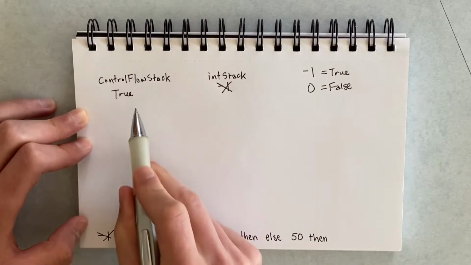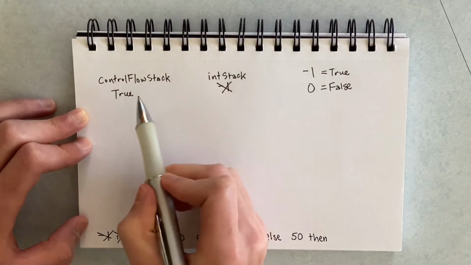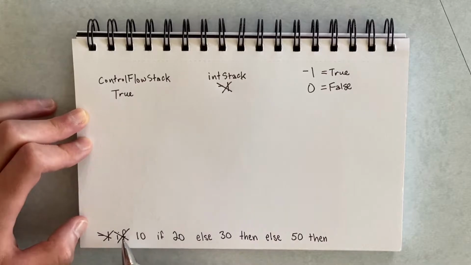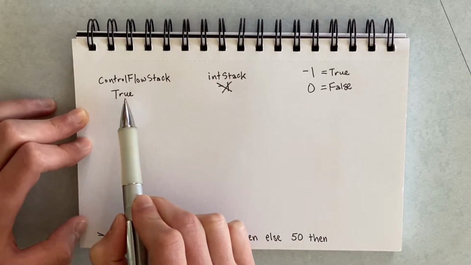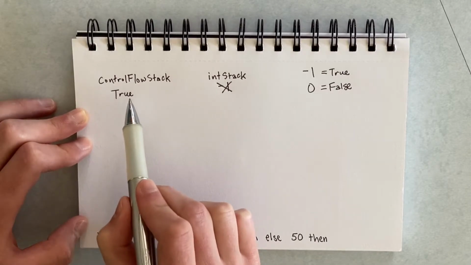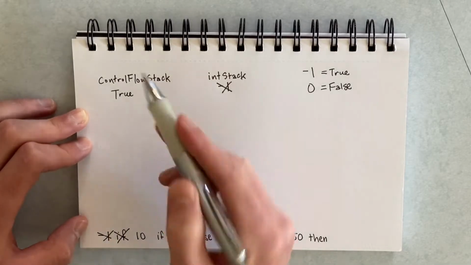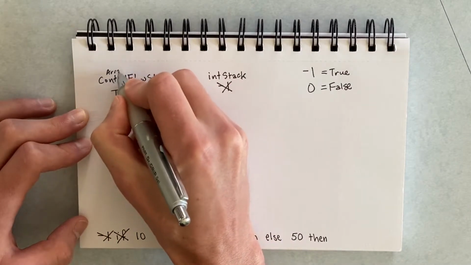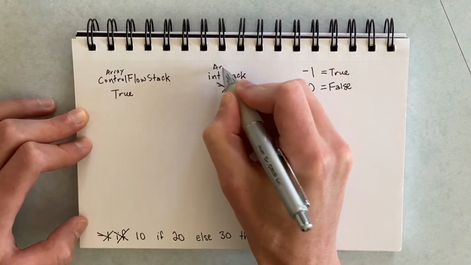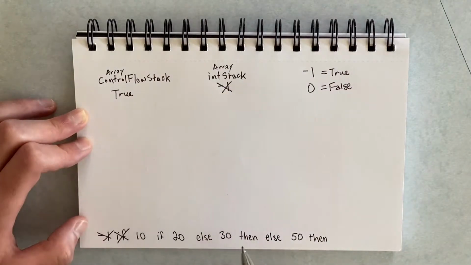So now with the control flow stack, we get 2 pieces of information. We get what this if nest's condition is, and then we also know which nest we're in because there's only 1 true on this stack, which is an array, just like this integer stack. So we have those 2 pieces of information. With those, we can get through the rest of this and everything makes sense in the end.